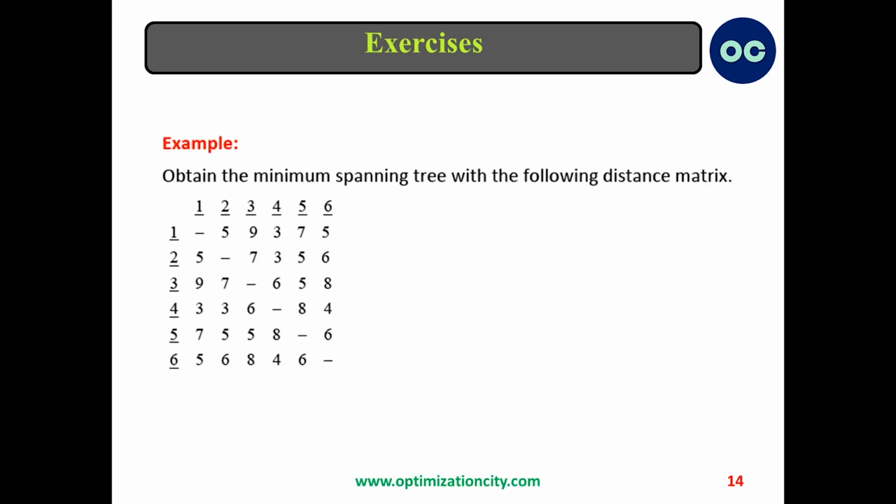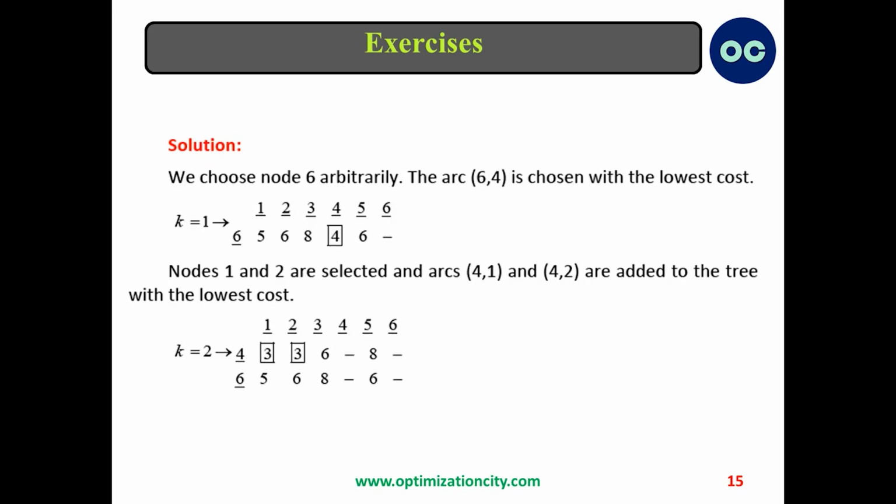Let's solve another example. Find the minimum spanning tree using the given distance matrix. In the solution, we start by choosing node number 6 as our arbitrary starting point. The arc 6, 4 is selected with the smallest value, equal to 4. Next, we select nodes 1 and 2 at the same time, in the same iteration, and add arcs 4, 1 and 4, 2 to the tree with the smallest value in the next iteration.